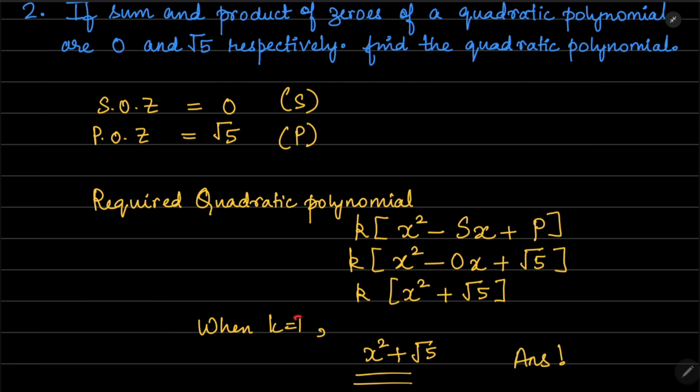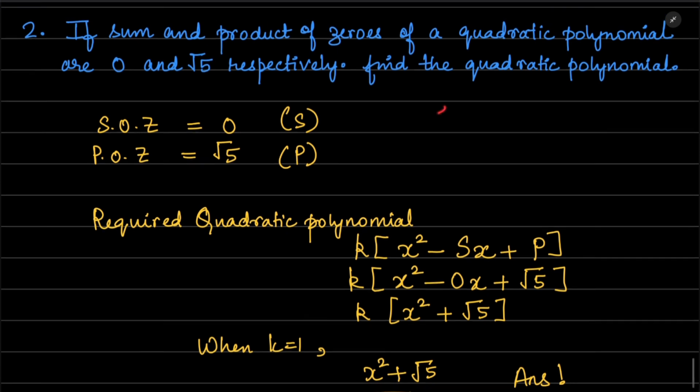If you are writing k is equal to 2, then what will be the answer? 2x square plus 2 root 5. This is also correct. If you are taking k equal to 3, then you should be getting 3x square plus 3 root 5 as the required polynomial. So, depending on the value of k, your polynomial coefficients will differ. And all of them are correct. Okay, so there is no fixed answer.